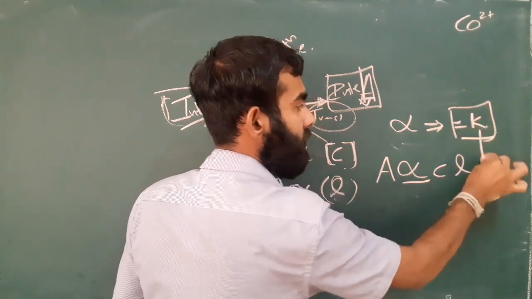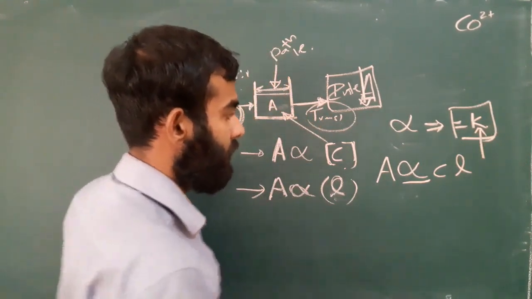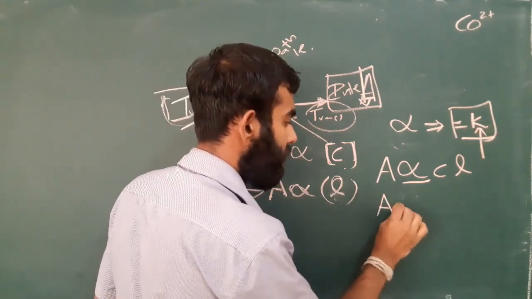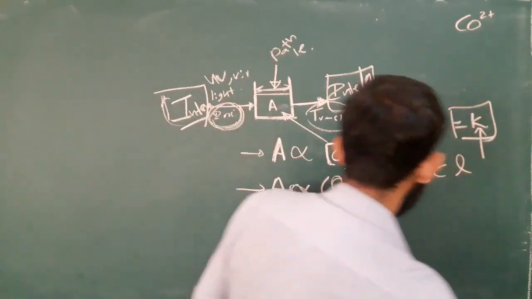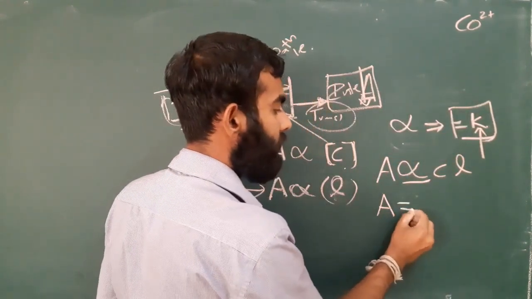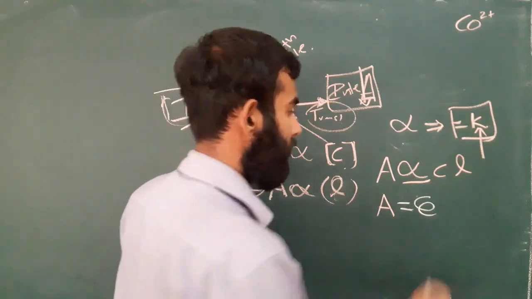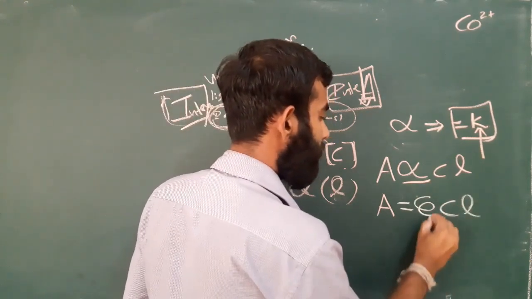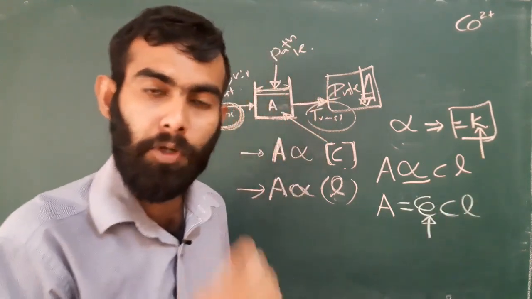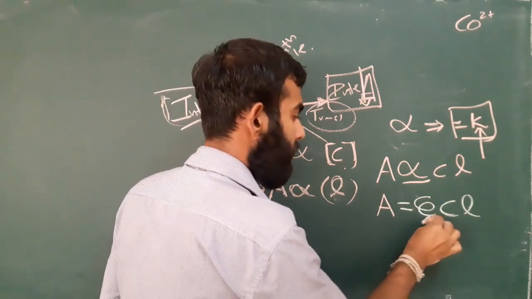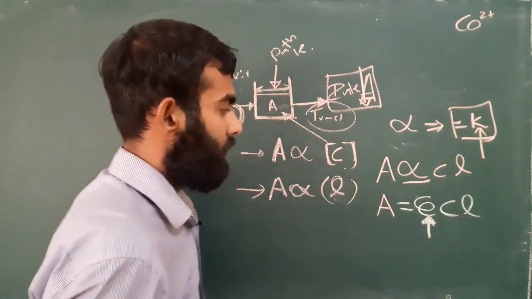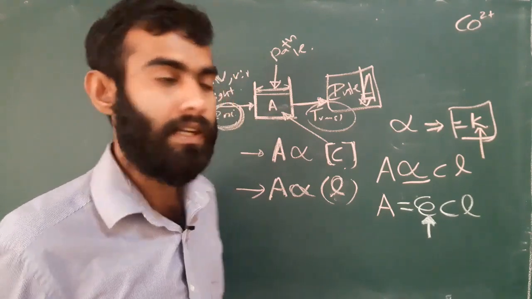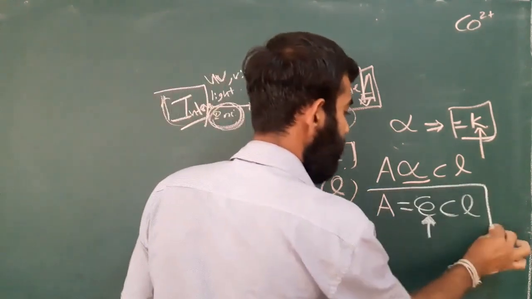Equal and constant. So instead of this proportionality mark we use an equal mark and a constant, we use epsilon, concentration and length. Here epsilon is called the molar absorption coefficient. This is the Beer-Lambert law.